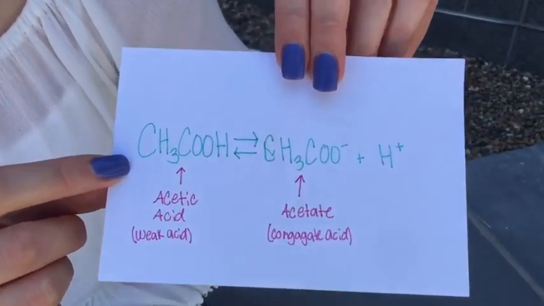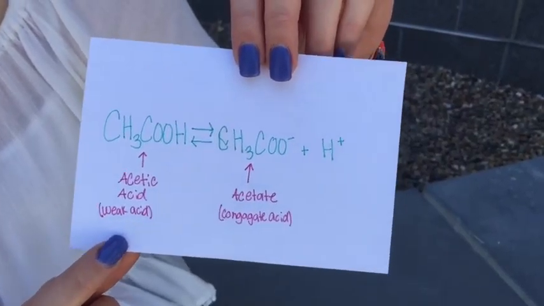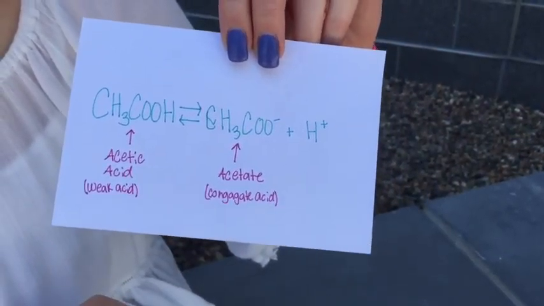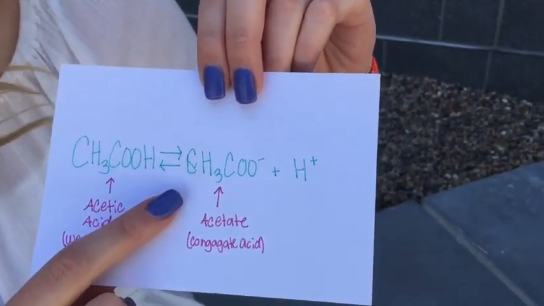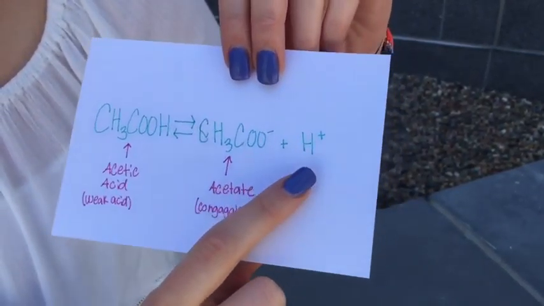CH3COOH, which is commonly referred to as acetic acid, is a weak acid. It is added to water and it dissociates into its conjugate base, CH3COO-, which is acetate, and a hydrogen ion. For my example, I'm going to show you how the values of Ka and H+ are equal in a buffer solution.